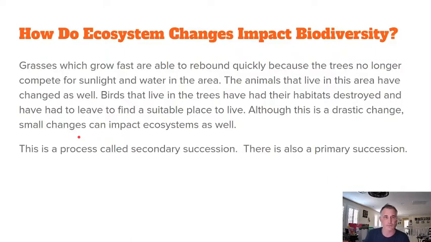Okay? So what happens after that forest fire is you have something called succession. In this case it's secondary succession. We'll talk about both primary succession and secondary succession. After a forest fire, organisms start to rebound slowly, but they go through this progressive change, this succession of changes that occur. For example, after a forest fire, grasses, which grow relatively fast, are able to rebound quickly because the trees are no longer there competing for sunlight or water or nutrients in the soil.